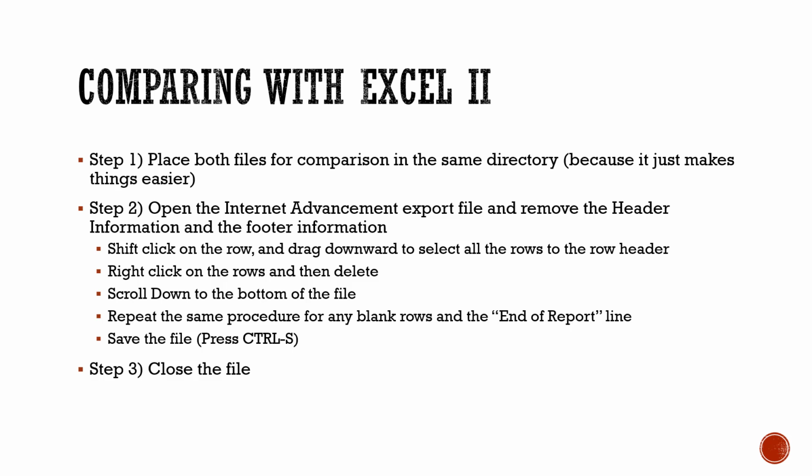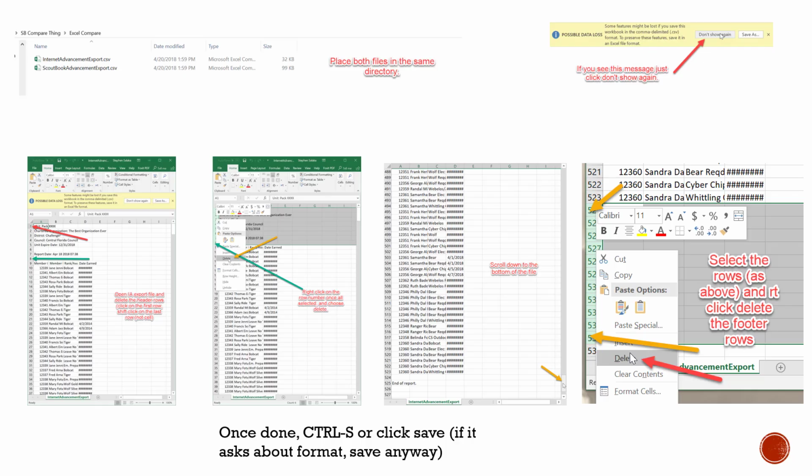So first thing you're going to do is place both files in the same directory because it just makes things easier. You're going to open the Internet Advancement export file and remove the header information and the footer information, and then you're going to close the file. It's pretty simple. So when you open up your Excel, you may see this warning up at the top. It says, hey, you might want to save this file in the comma delimited format CSV. It's going to lose formatting. You can click on Don't Show This Again. It doesn't really matter. That's basically telling you that if you add color or stuff, it's not going to save.